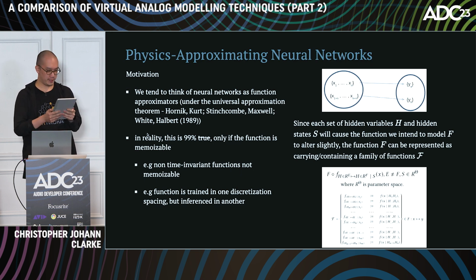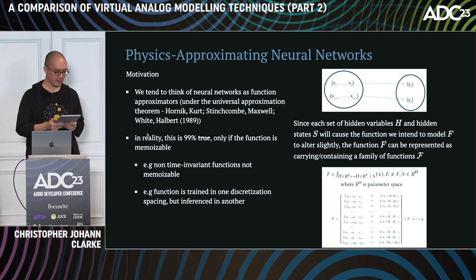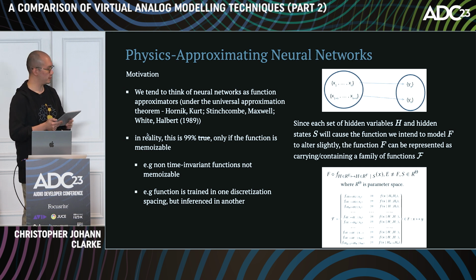I have presented about physics-approximating neural networks before, and I refer you to the original ACM paper about the topic. The main consideration here is that we tend to think of neural networks as function approximators under the universal approximation theorem. This is not always true. Non-time invariant functions are not memoizable, and networks trained on a discretization space and then used for inference on another one are examples of this violation.